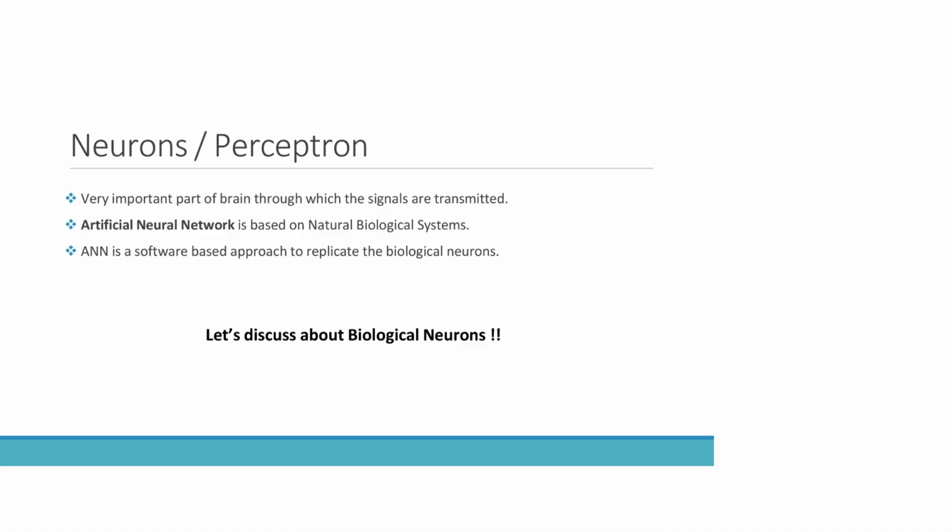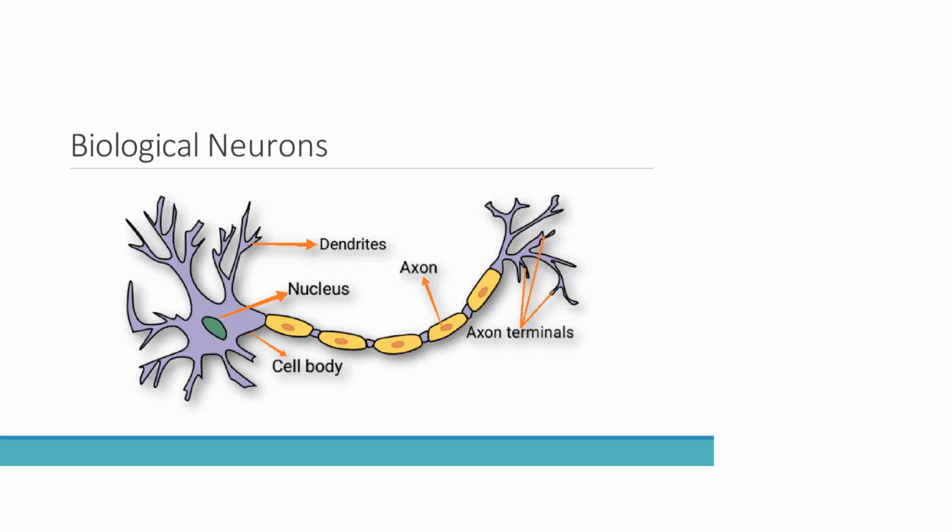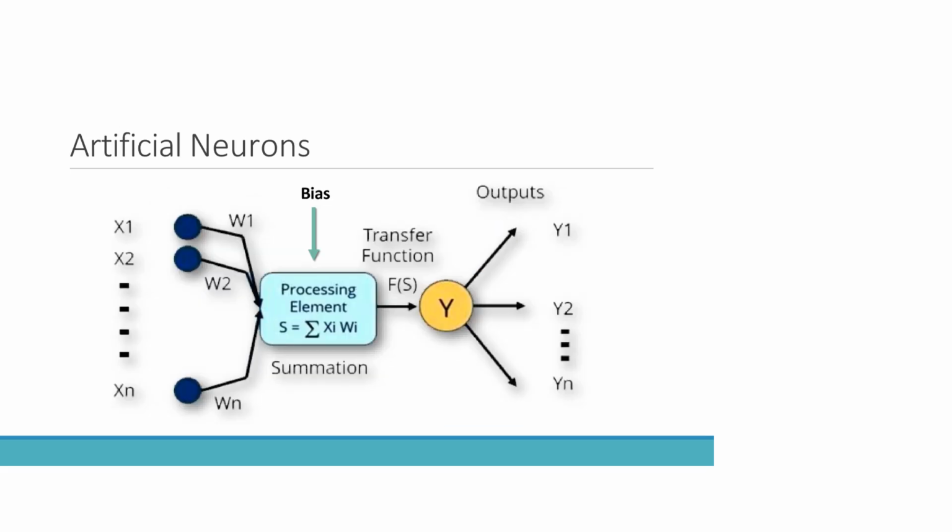Neurons, or perceptrons, are crucial for transmitting signals in the brain. Artificial neural networks, or ANNs, are software approaches based on natural biological systems to replicate biological neurons. Biological neurons consist of dendrites, a cell body with a nucleus, an axon, and axon terminals, all involved in signal transmission. Artificial neurons receive inputs, X, with associated weights, W.